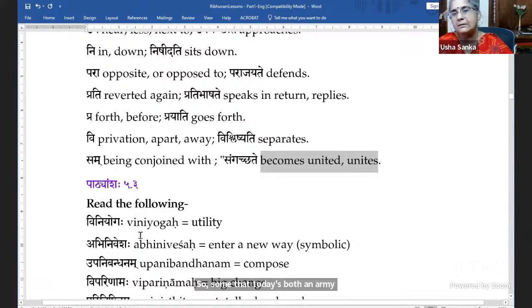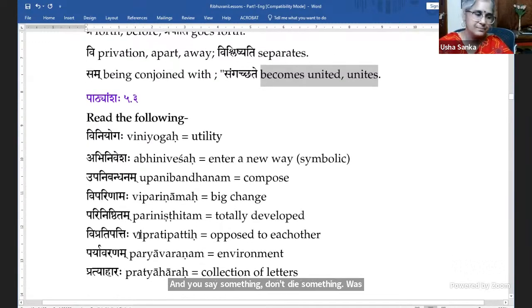Are you saying something? You want to ask something? It's getting cut. Voice is getting cut.